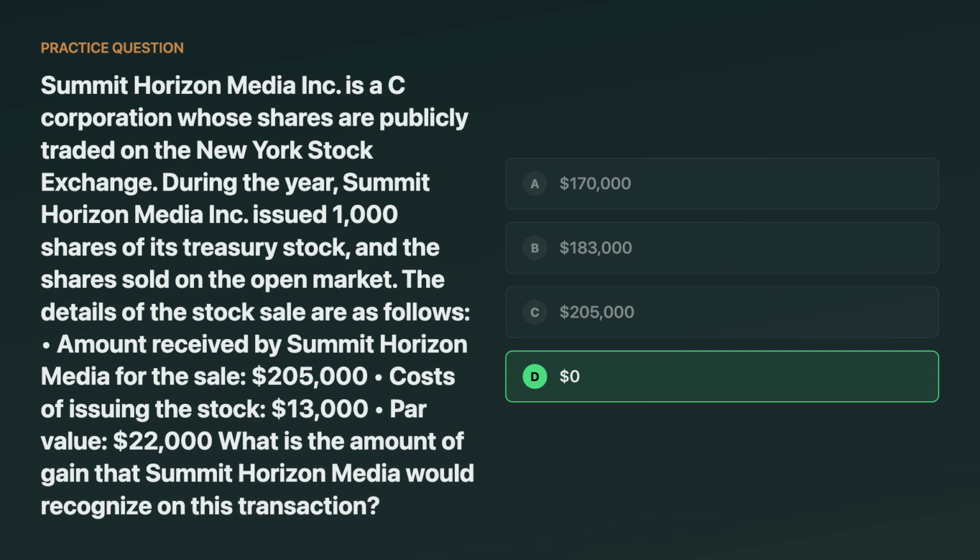The answer is 0. A corporation does not recognize gain or loss when it issues or sells its own stock, including treasury stock. The issuing costs don't create a deductible loss either. They're capital in nature. A very tempting wrong choice is $183,000, which is the cash received minus issuance costs. But that's not how stock transactions are taxed to the issuing corporation.